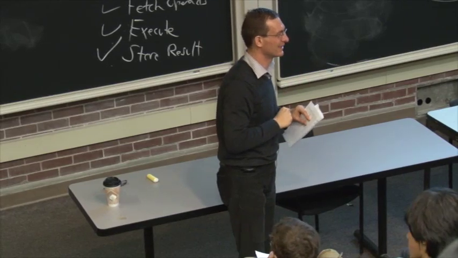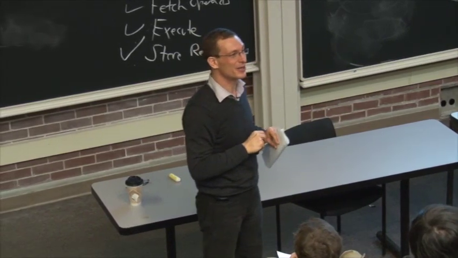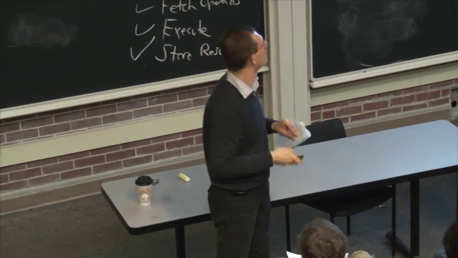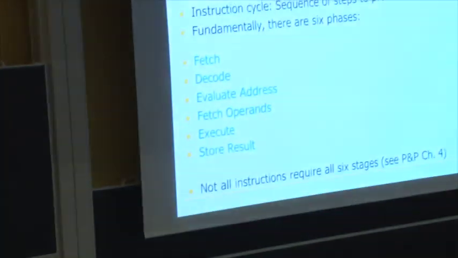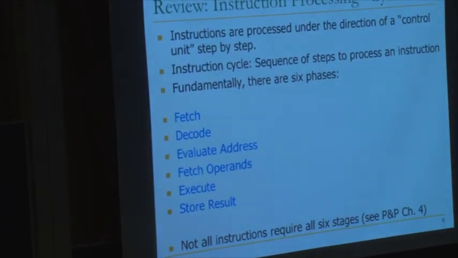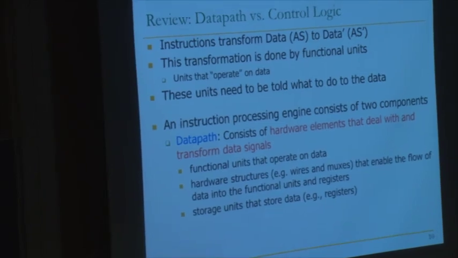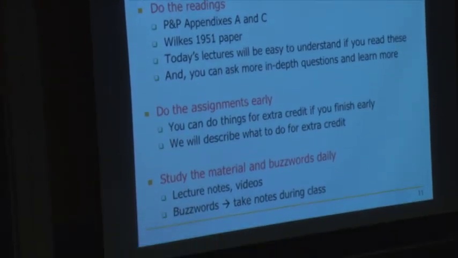Maybe you can think about how you can do a prediction on a branch. OK, I'll leave these because this is what we talked about just now. These are just review parts. Data path, control logic.